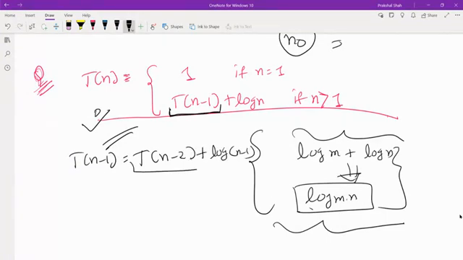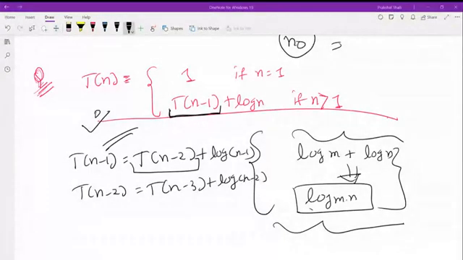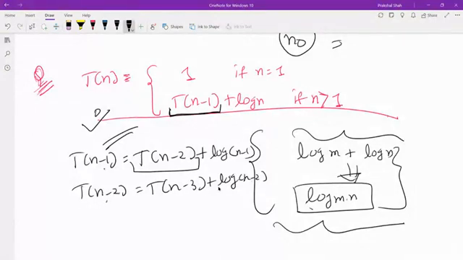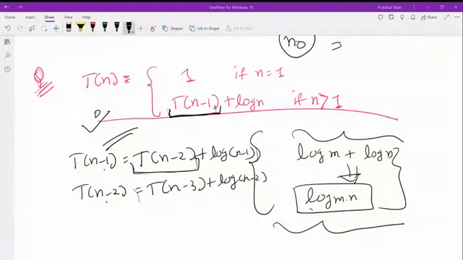Now it is asking to solve t of n minus 2. Again, it will be t of n minus 3 plus log of n minus 2. Correct? Okay. Now you need to put this equation into the earlier one, and instead of this t of n minus 2, you need to put this. Then see how your equation forms, and you need to resolve that.